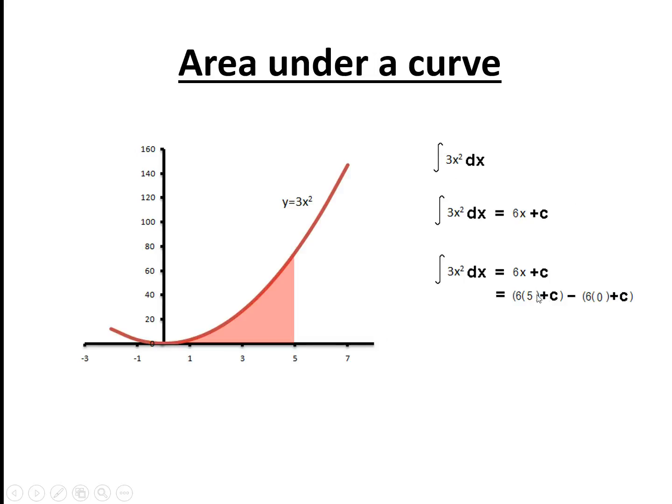Once we've integrated it, we've got 6 times 5 plus c minus 6 times 0 plus c. You'll see because you're subtracting, the c's cancel out. So when you're doing an integration with boundaries, you can completely ignore the plus c, and just do the integral to get 6x, ignore the c, and then sub in the numbers 5 and 0. And in this case, it gives the answer of 30.